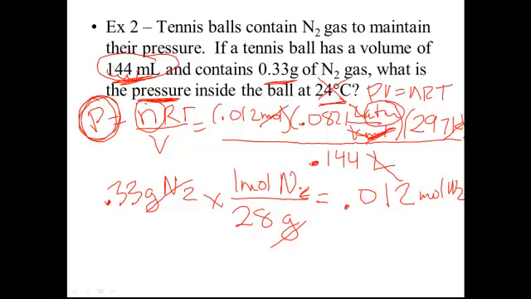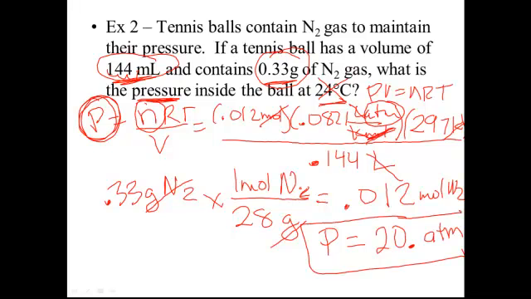So now to do the math part, I'm going to go 0.012 times 0.0821 times 297, divide that by 0.144, and I get a pressure equal to, let's see, I'm checking my significant figures here. This one only had 2, so I'm going to say 20 with a decimal point atmospheres. The calculator answer I got is about 20.3, so I've got to round that back down to 20, so I only have my 2 significant figures. So my correct answer after doing all of that is 20 atmospheres of pressure.